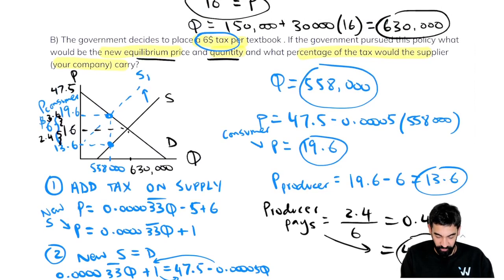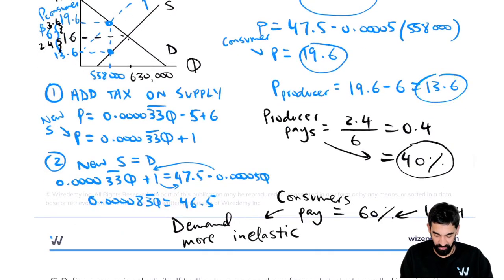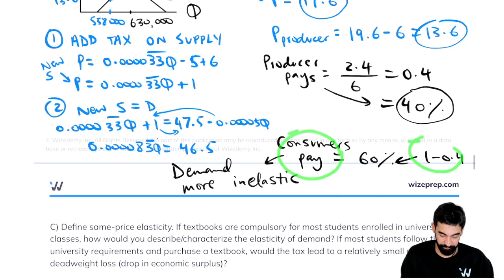If the government pursues this policy, what would be the new equilibrium price? That was 19.6. What is the new quantity? That's 558,000. And what percent of the tax would the supplier carry? That was 40%. These are the three answers. This was just a side note if they asked you what price does the producer receive. And this was only if they asked you how much does the consumer pay out of the tax.